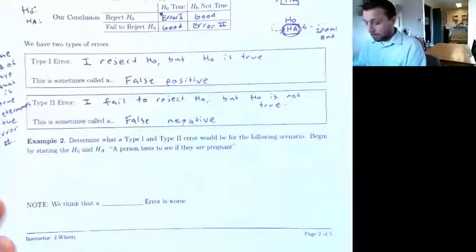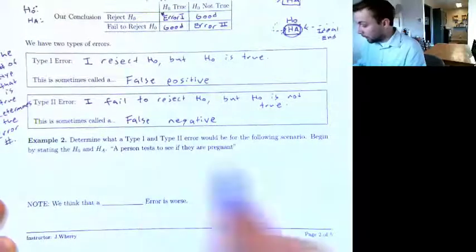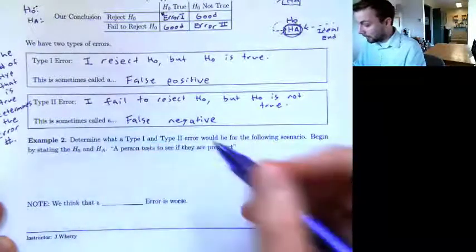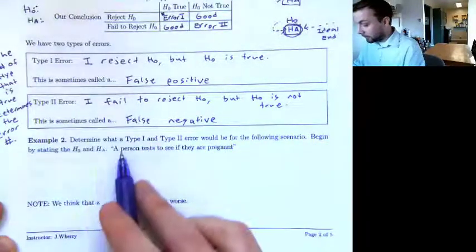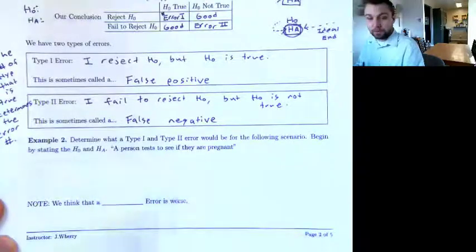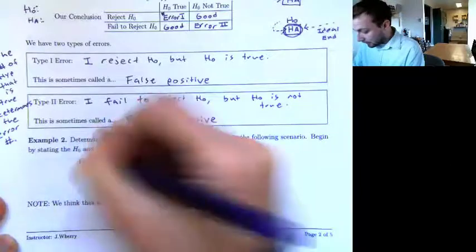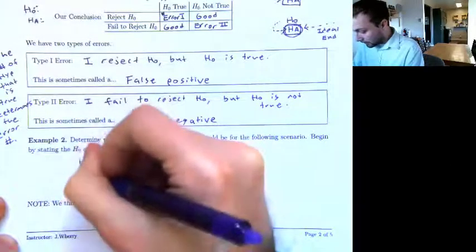Let's look at a scenario involving a pregnancy test. Determine what a type 1 and type 2 error would be for the scenario. Begin by stating the null and alternative hypothesis. And here's the scenario that I'm dealing with. A person tests to see if they are pregnant. So null hypothesis, alternative hypothesis.